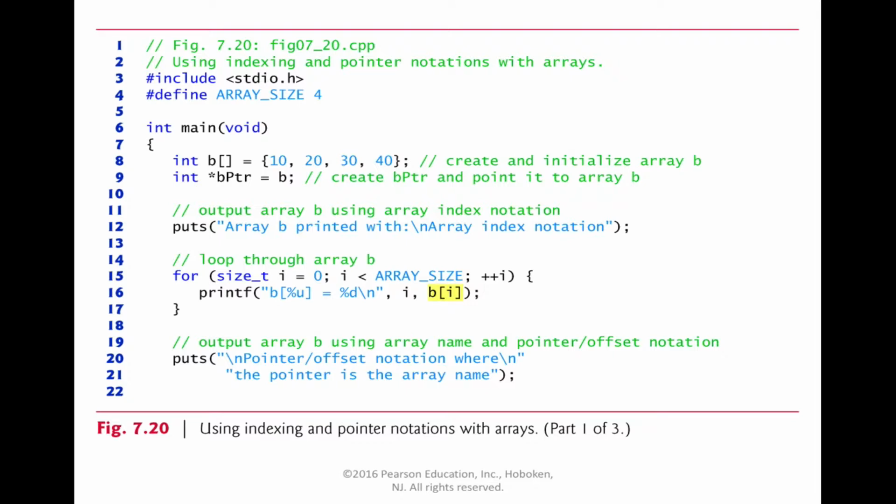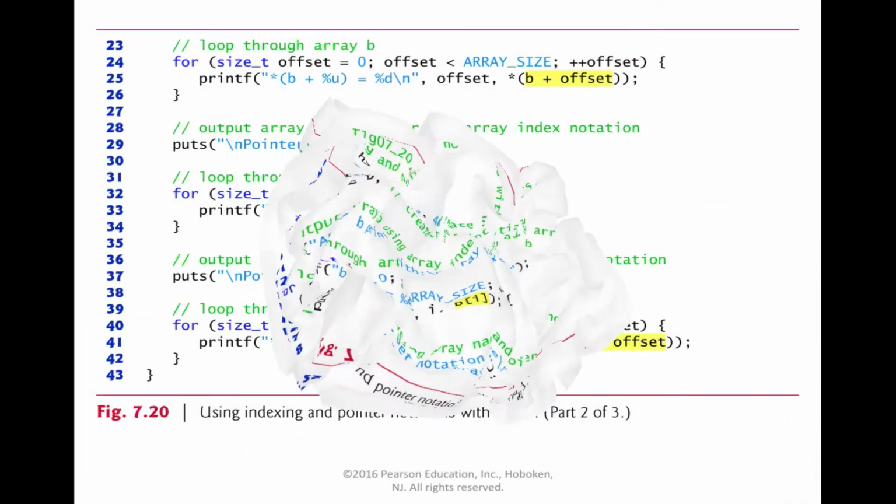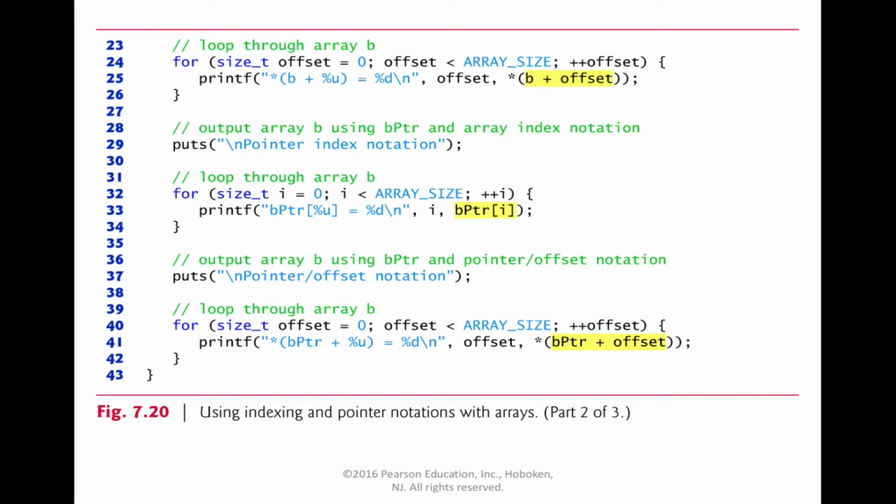We're going to look at pointer offset notation. Pointer offset notation is kind of nice because we are going to increment the offset instead. So we're going to start at an offset of 0, right? That's the first index of the array. While the offset is less than the size of the array, so while the offset is less than 4, we're going to increase that offset by 1.